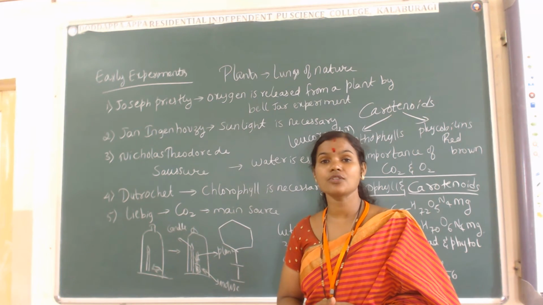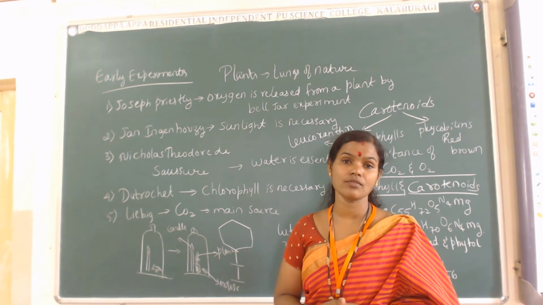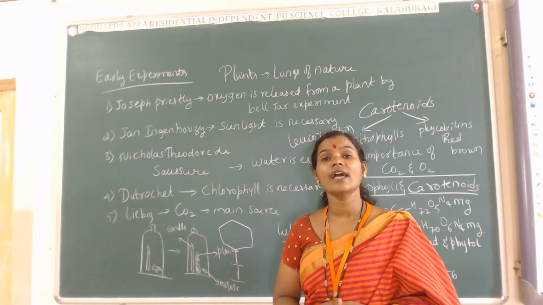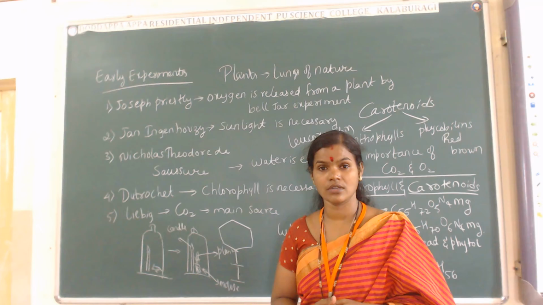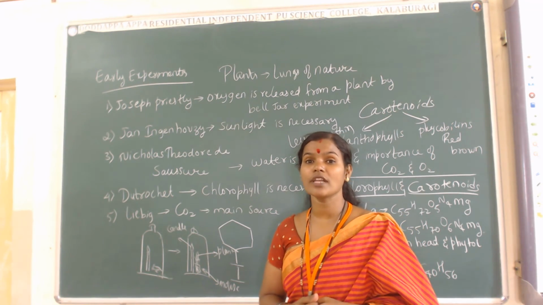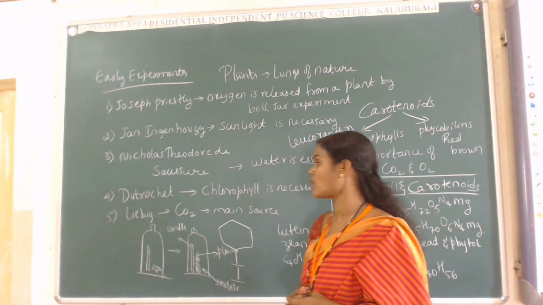He is a scientist who has proved that water is essential for photosynthesis, and also he has proved the importance of the carbon dioxide and the oxygen. Also what he has proved? He has proved the importance of the carbon dioxide and the oxygen.